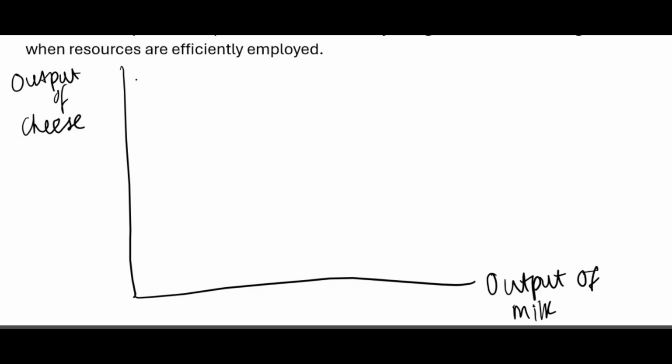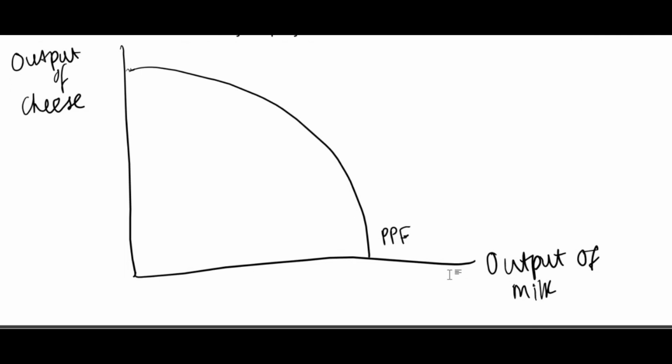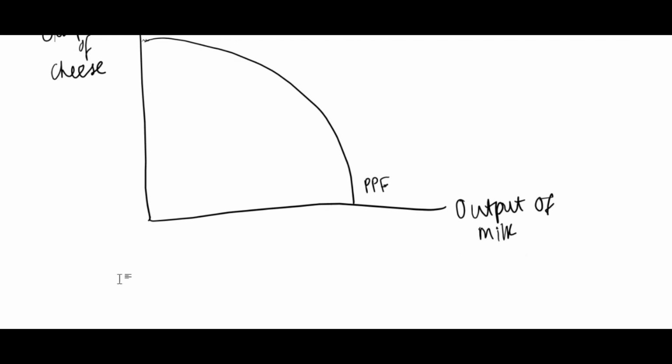So this is what the PPF would look like, or a bit more curvy than that. So this is the PPF, what we'll label it as. And this is the maximum possible output. Anything on this line is when the resources are fully and efficiently used. So anything along this line is when the output of cheese is maximized and the output of milk is maximized.